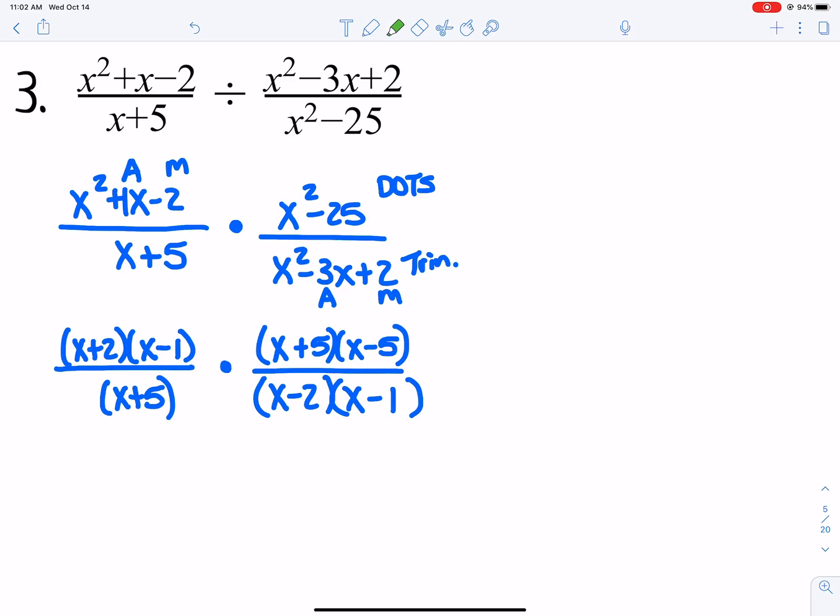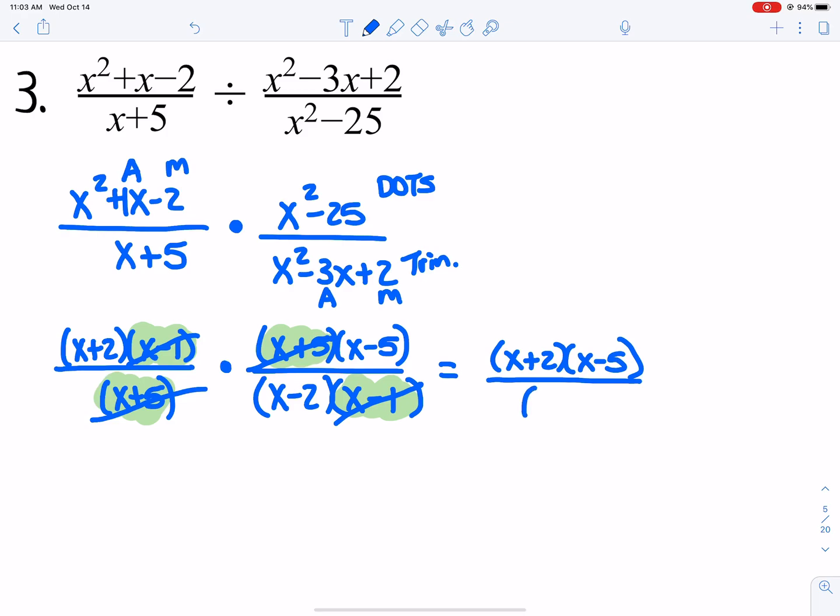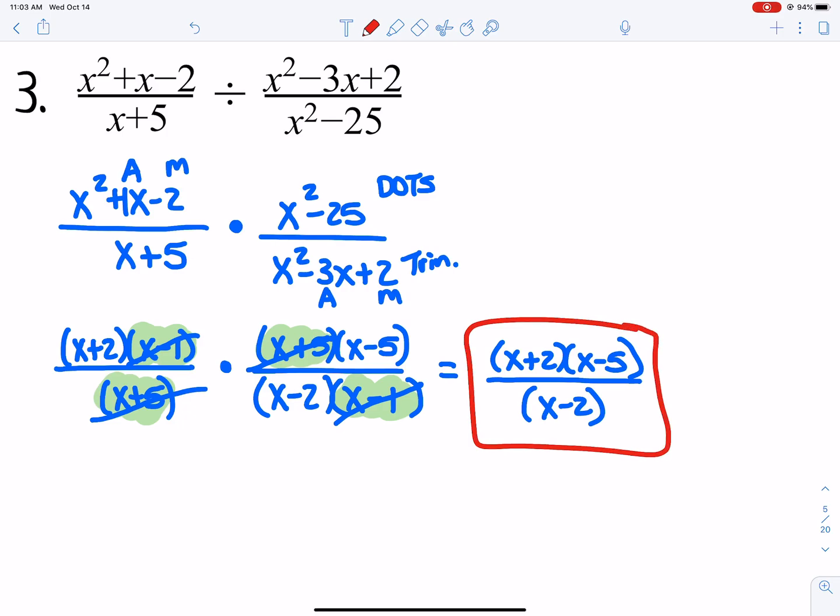So then in our numerator and denominator, we have x minus 1, top and bottom, and then x plus 5 matches. So those we could cancel out and bring over what's left. So x plus 2 times x minus 5 is still left in my numerator, and x minus 2 is still left in the denominator. So that's our simplified form. You don't need to multiply the numerator together.